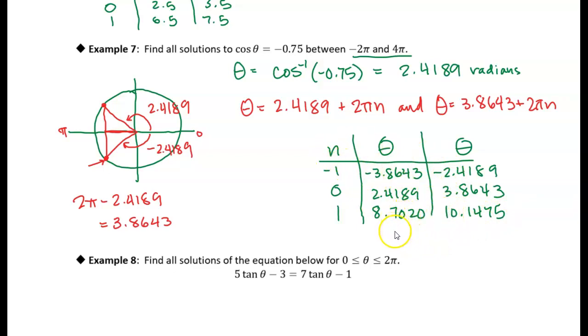And that should do it. Now, you can always check yourself. If you calculated n equals 2, you'd find that you've gone beyond 4 pi. And so, if you calculate a few extra, just cross out the ones you don't need. But those are the answers right there. All right. So I'll meet you for the next example.